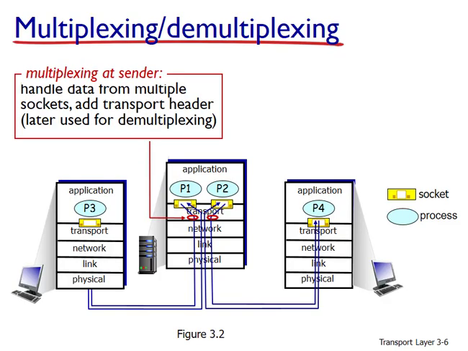Now let's talk about extending the host-to-host delivery service provided by the network layer to a process-to-process delivery service for applications running on those hosts. That would be the transport layer. At the destination host, the transport layer receives segments from the network layer just below. The transport layer has the responsibility of delivering the data in these segments to the appropriate application running on the host.